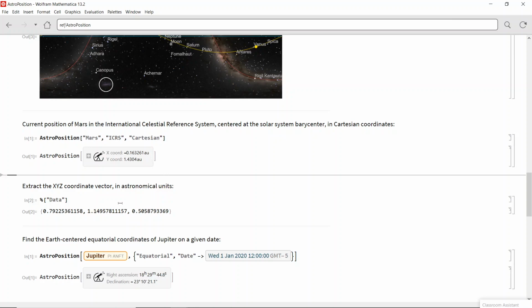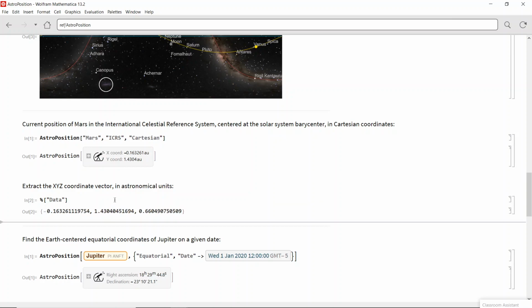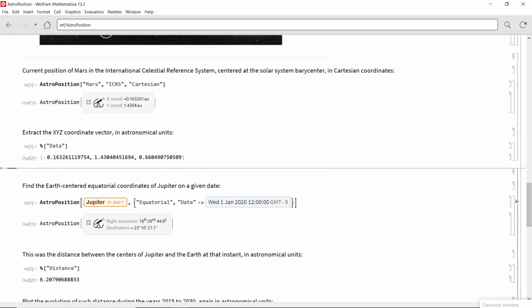Extract the XYZ coordinate vector in astronomical units. Find the negative 0.1632111975, 1.43040451694, 0.660490750509. Find the Earth-centered equatorial coordinates of Jupiter on a given date. AstroPosition[Jupiter, equatorial coordinate system], Date: Wednesday 1 January 2020 12:00 GMT-5.